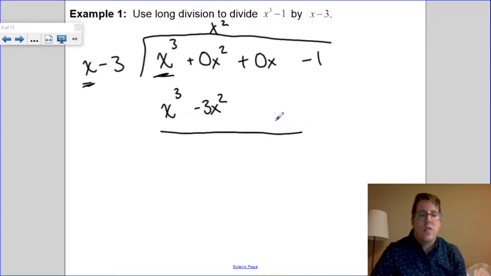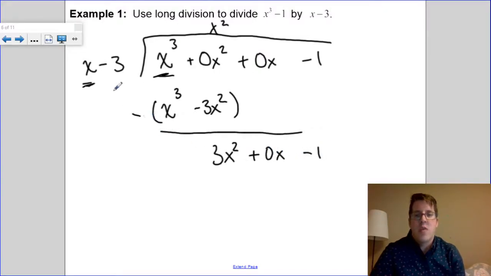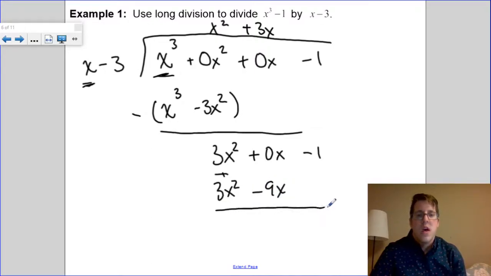And then just as I would do with long division, I'm going to subtract that. You do need to be careful. This 0 minus negative 3x squared is going to give you positive 3x squared. And we're going to pull down the rest of our terms. And now we say, what would I multiply x by to get 3x squared? Well, that would be positive 3x. Multiplying 3x by x minus 3, I would get 3x squared minus 9x.